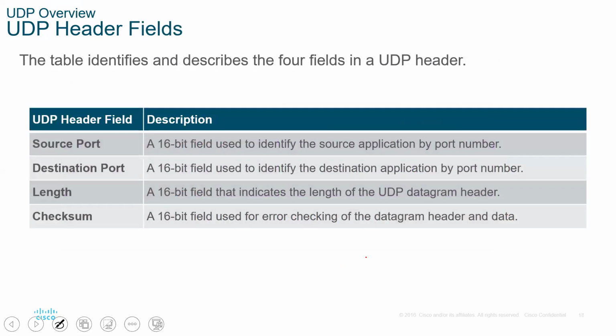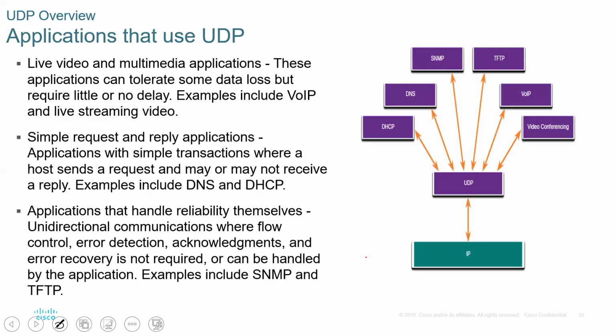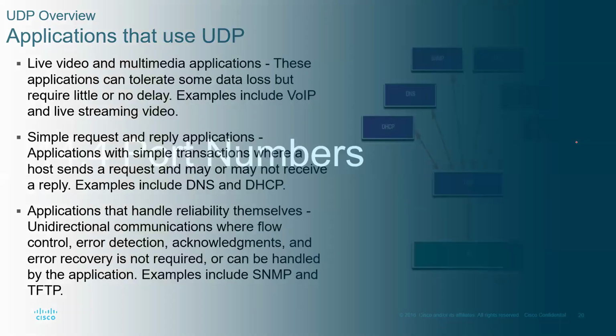Now, let's look at each one of them. The source port, like we said, talks about the port number of the device that is generating the message. The destination port talks about the port number of the application you are trying to access. The length indicates the header field length, and the checksum is for errors. Some applications that use UDP are DHCP, DNS, SNMP, TFTP, VoIP, and video conferencing. All of those use UDP, all right? That is the protocol that they use.